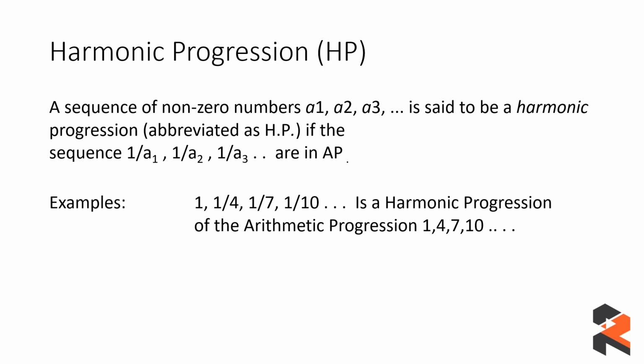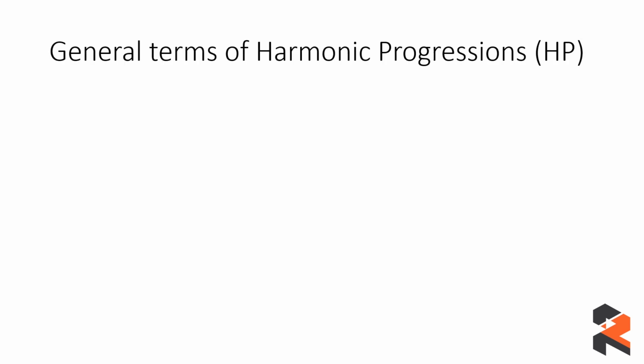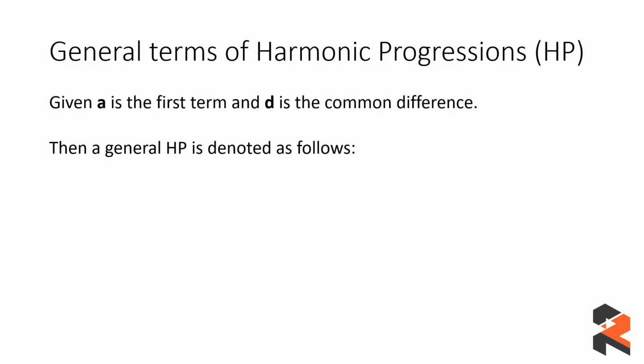It is that easy. So some general terms in harmonic progression: given A the first term and D the common difference, a general harmonic progression is represented as follows. Basically, if you remember arithmetic progression, it is very easy to understand harmonic progression. You can see that the denominator has the value a, or a plus d, or a plus 2d, and it will go on until a plus n minus 1 times d.